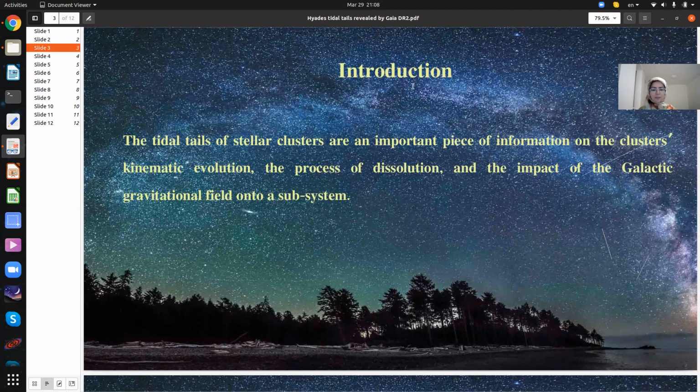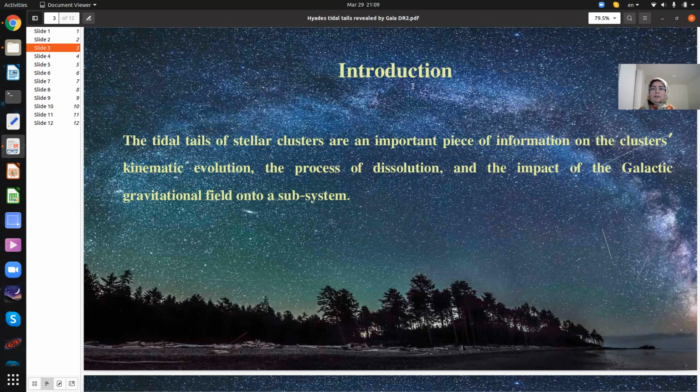First, I can say that the tidal tails of stellar clusters are an important piece of information on the cluster's kinematic evolution, the process of dissolution, and the impact of the galactic gravitational field on the subsystem. Tidal tails can only be discovered for massive clusters and dwarf galaxies. The most famous of them is the globular cluster Palomar 5.